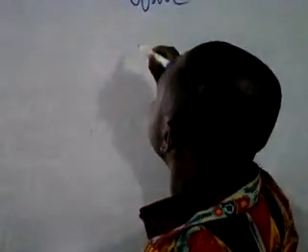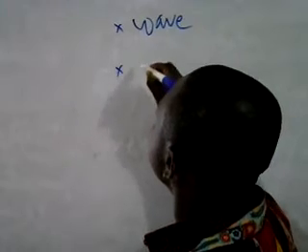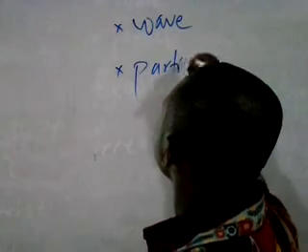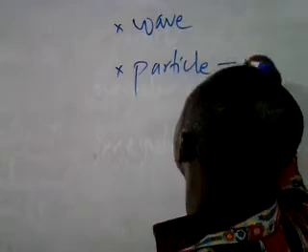We also said that light has a dual nature. Light exists as a wave. At the same time, it also exists as a particle. And in this form, it is known as a photon.